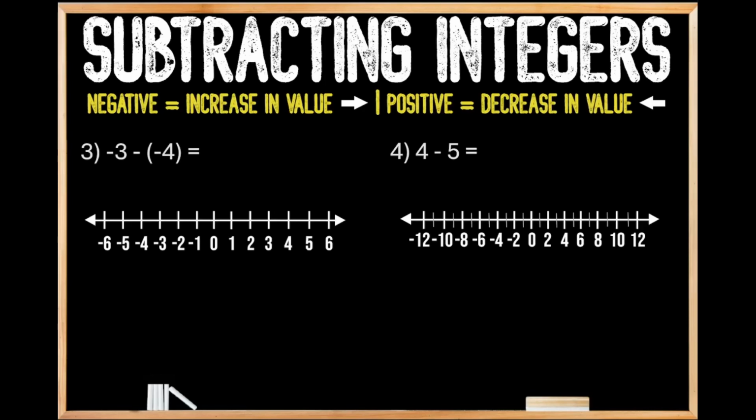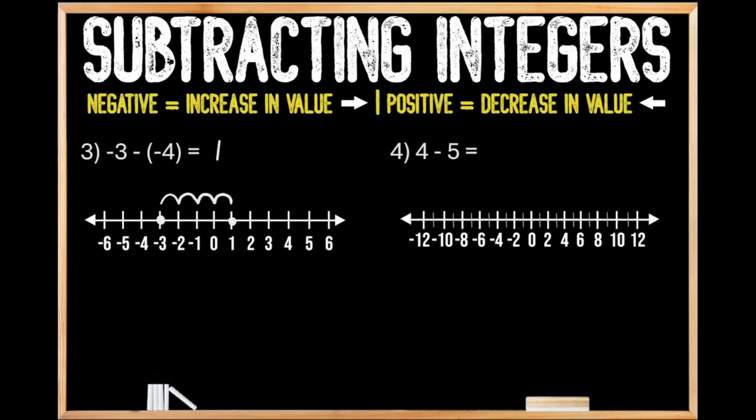So for question number 3, we're being asked to subtract -4 from -3. And since we're subtracting a negative, it means that we're going to be increasing in value because we're taking away a negative. So the first thing we're going to do is locate our -3 on our number line. And since we're going to be increasing in value because we're taking away that debt of -4, that means that we're going to be moving to the right 4 spaces. So we have once, twice, 3 times, and 4 times, which we end up on 1. So that means that when we subtract -4 from -3, we get 1 for our answer.